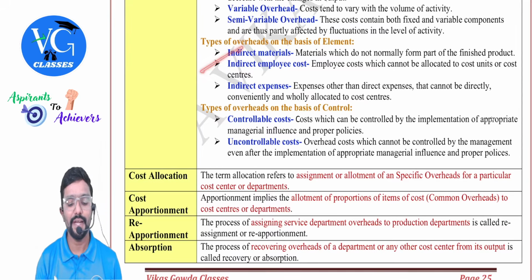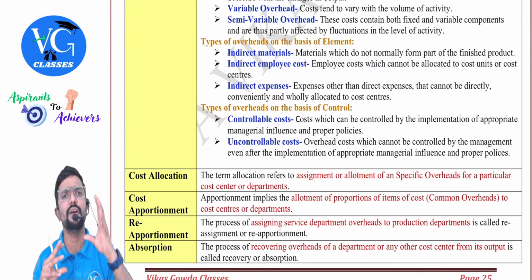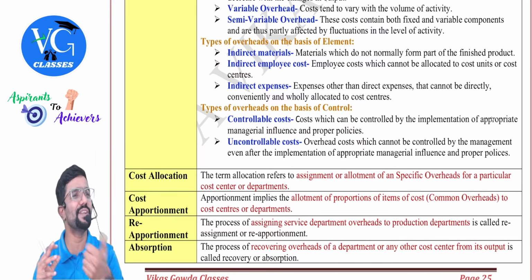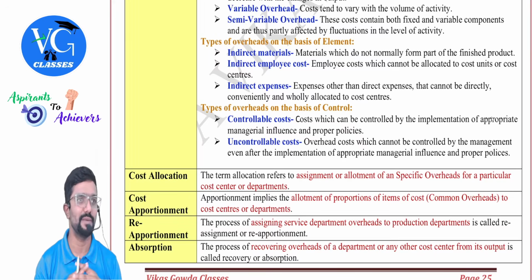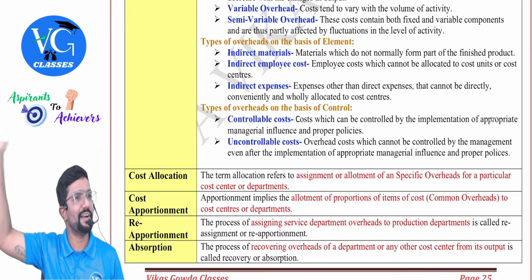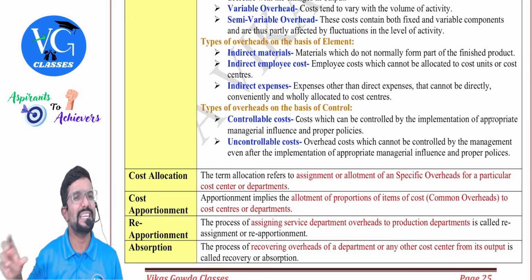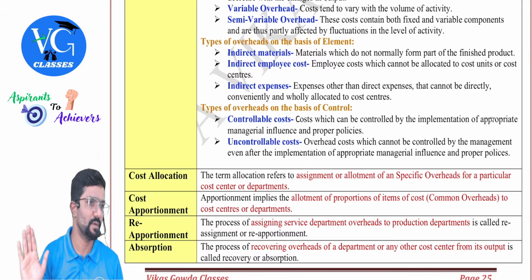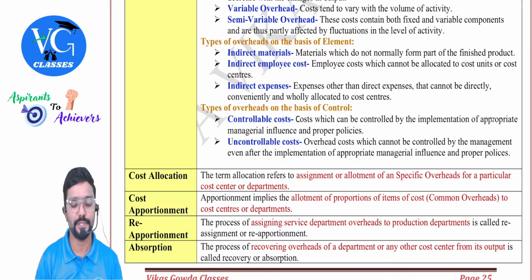Next, coming to indirect employee cost. Employee cost which cannot be allocated to the cost units or cost center. For example, in the factory there is a factory supervisor for whom a monthly salary of 30,000 is paid. Now, can I tell for each and every unit how much we paid? No, sir, not possible. At the end, if I do some exercise, the total salary paid divided by total output, then I will get it. But is this expense incurred for each and every unit produced? No, sir. So they are indirect in nature.